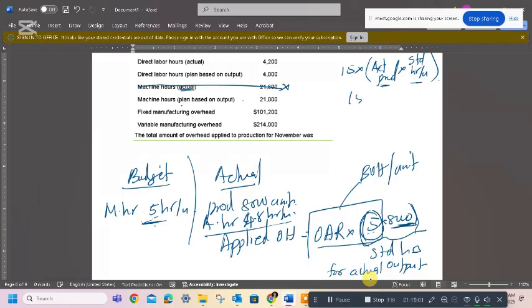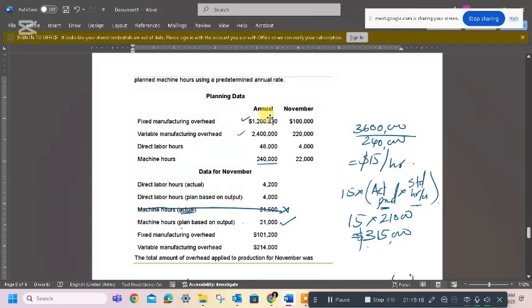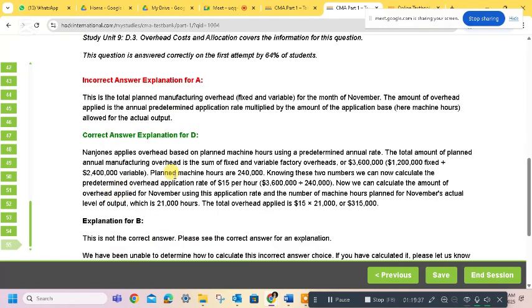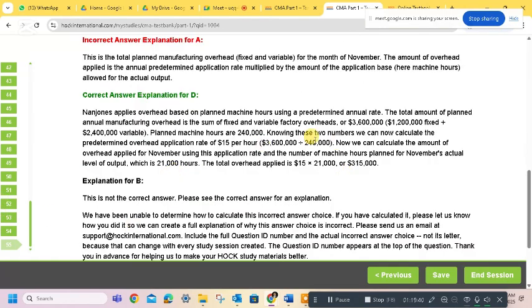So here 15 has to be multiplied by 21,000 machine hours. That will give you $315,000 as the applied overhead for the month. Once again, I divided the budgeted overhead by budgeted hours and got the rate. Take the annual one because the question says annual rate. Usually it's annual. Don't take the monthly rate. Multiply by the standard hours for actual production in that month. 350,000 is right. 15 into 21,000. Yes.